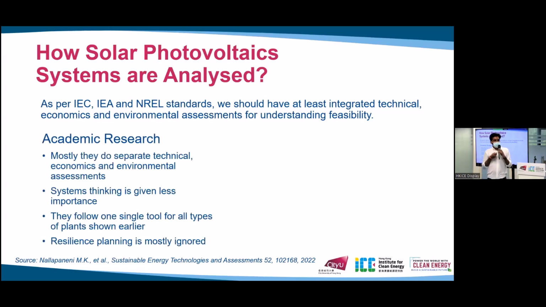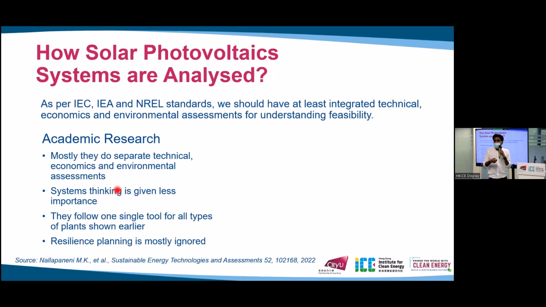Now, if you see the academic research mostly, people do separate analysis. Very few researchers around the world focus on an integrated approach. Many people either simply do technical assessment and publish it, or they do economic assessment, or environmental assessment. This is what is mainly happening. And then we have seen systems emerging as an integral part of other existing infrastructure sectors. When such systems are coming up, it should happen through systems thinking, but it is given less importance in the existing research areas.